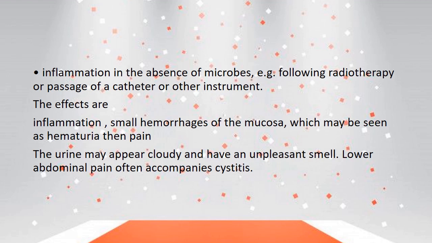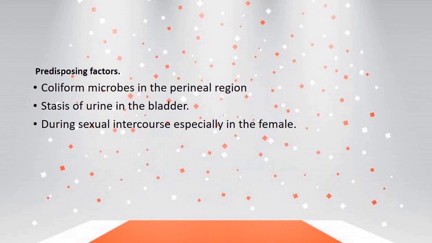On the predisposing factors or the risk factors, there is coliform microbe in the perineal region. Then stasis of urine in the bladder, especially in pregnant women, because the progesterone normally makes the urethra relax and or causes kinking of the urethra. So there is probability of stasis of urine. Then during sexual intercourse, especially in females, because there may be trauma to the urethra and maybe transfer of microbes from the perineum with the male penis.